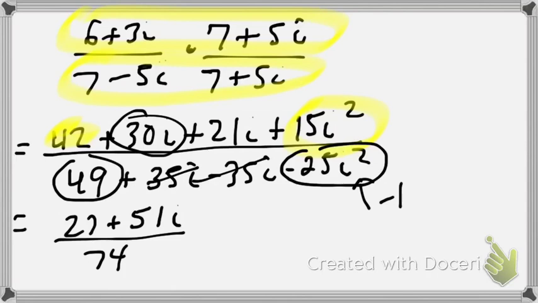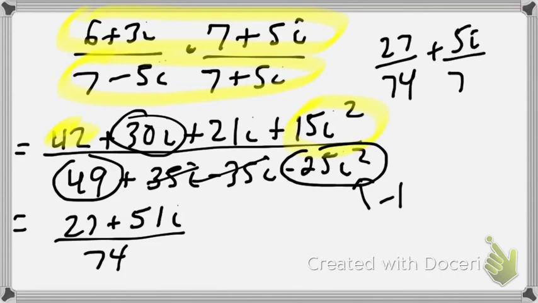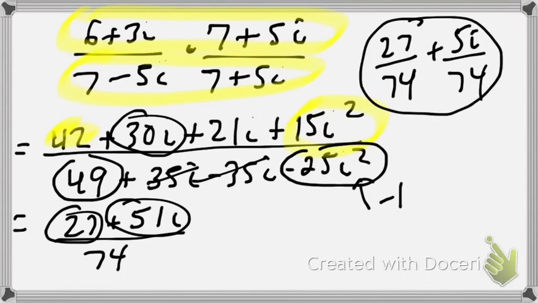So our final answer, how it's written on your worksheet, you'd have to say 27 over 74 plus 51i over 74. So you have to divide both the 27 and the 51i. Both of those terms have to be divided by 74 to give you this as your final answer.